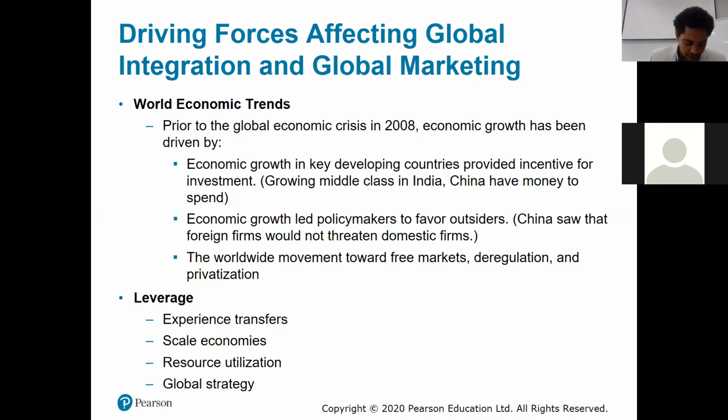So the leverage here, the advantages are experience transfers and economies of scale. You produce large, you can decrease the cost of production, resource utilization will be better, and you can have a global strategy where you can manage all your businesses under that global umbrella, right?